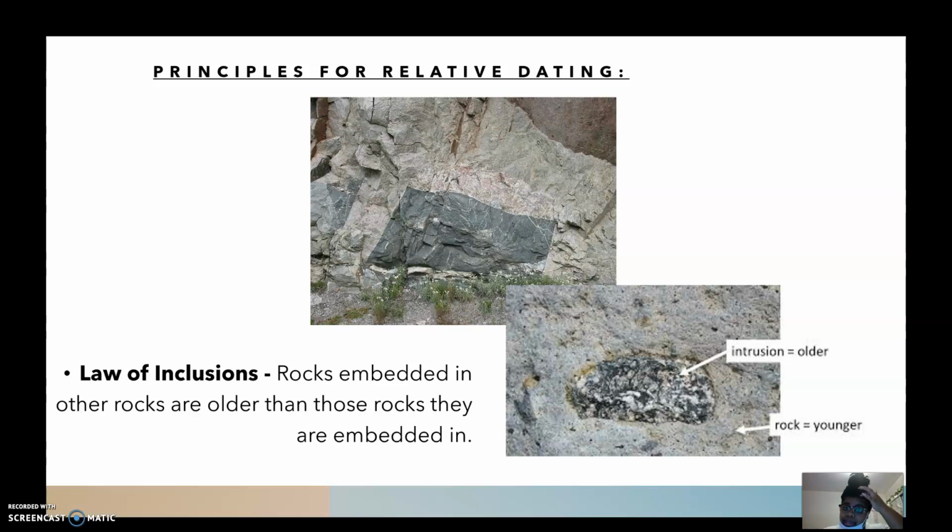So, for example, in the pictures, the darker rocks that are included in the lighter looking rocks, those rocks that are inside are older. They were there first for that rock to form around them. So that causes the intrusion to be older.